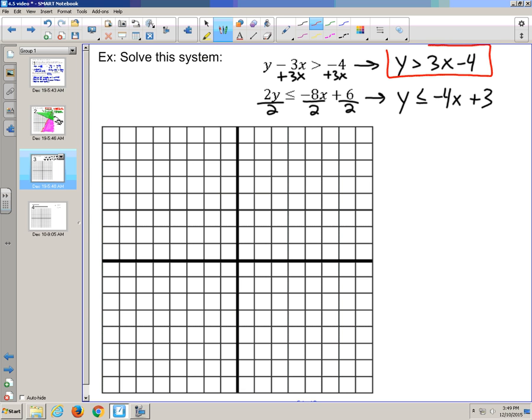I'll do my top one in red. I start at -4, and my slope is +3. So I go up 3 over 1, up 3 over 1, etc. And down 3 and back 1 from that point. Because it's strictly greater than, that means a dotted line. Greater than means above. So we'll do a dotted line.